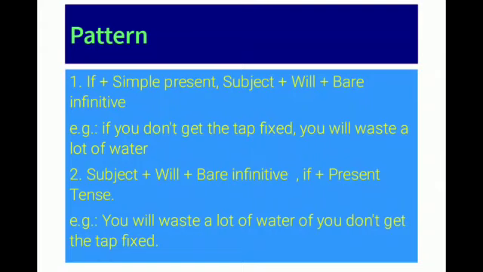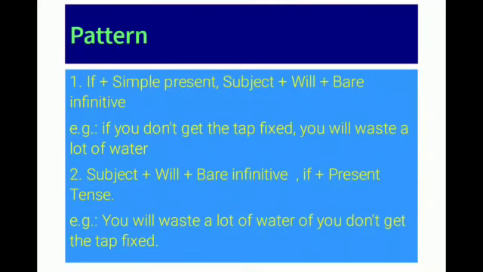Jadi, ada dua format kalimat dalam conditional sentence type 1. Yang pertama, if diikuti dengan simple present di satu klausa dan klausa lainnya menggunakan subject plus will plus bare infinitive. Bare infinitive maksudnya adalah kata kerja bentuk dasar.